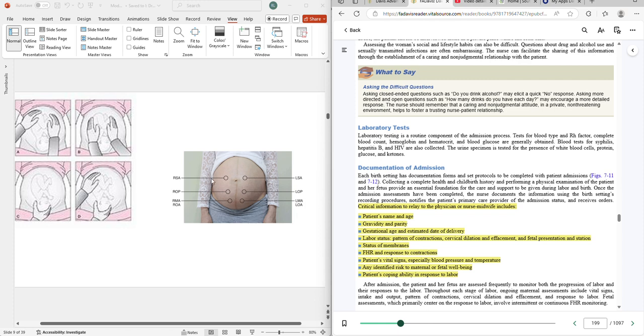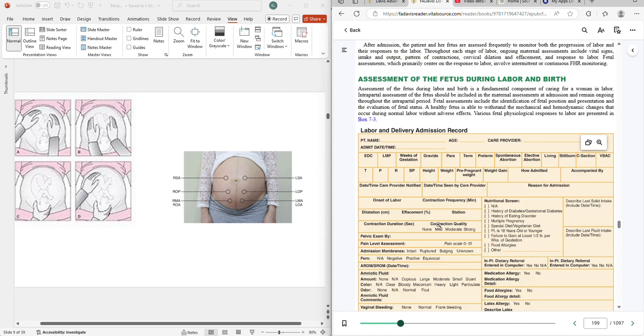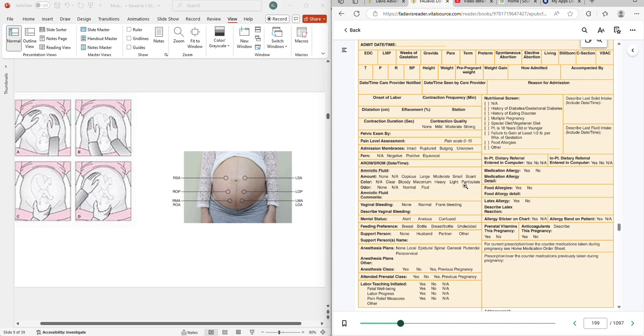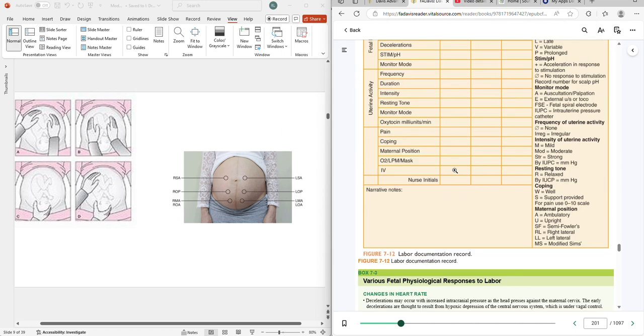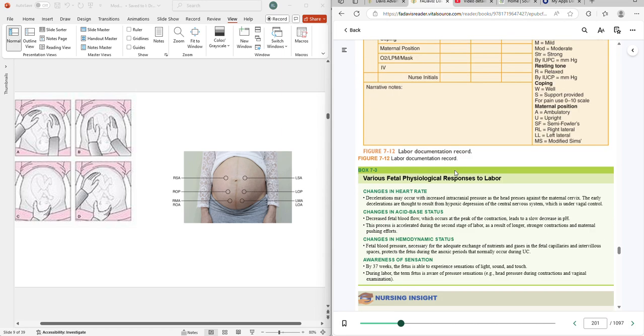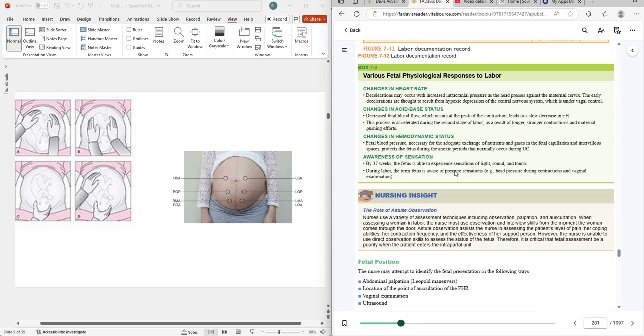And this, of course, is just the positions. We'll talk about this in just a second. On page 203, this is like a delivery record. Of course, we use EHRs, so everything is going to be on that. But these are some of the things that you chart. You can look at that in your book, on pages 201 and 202.